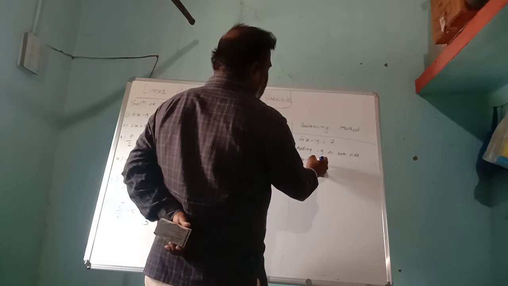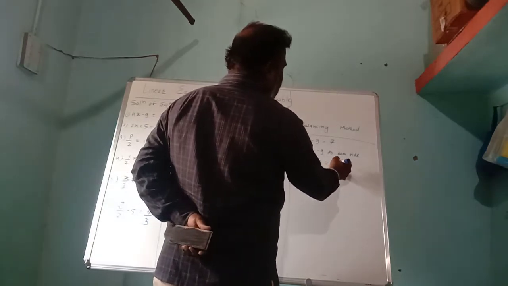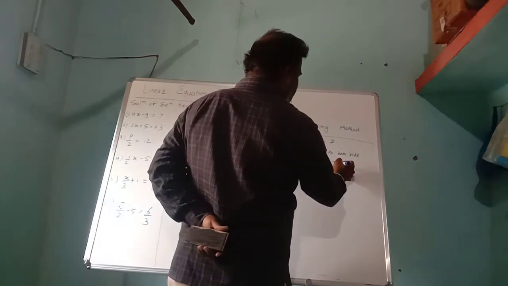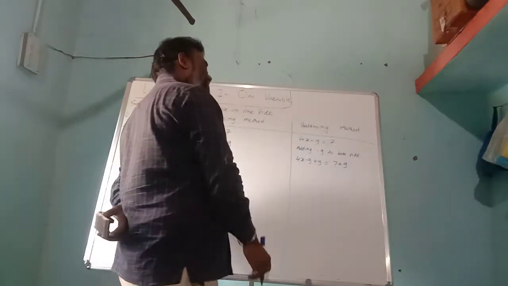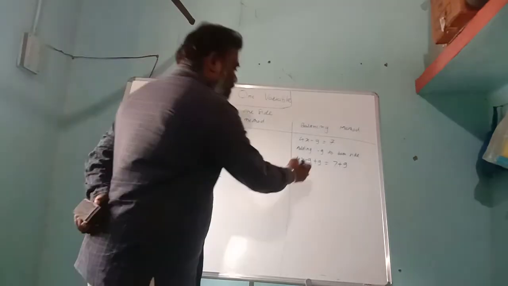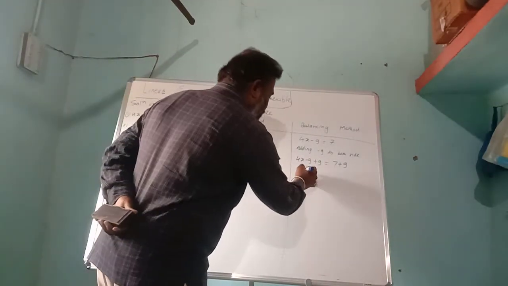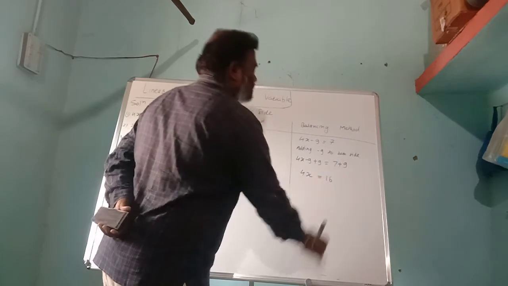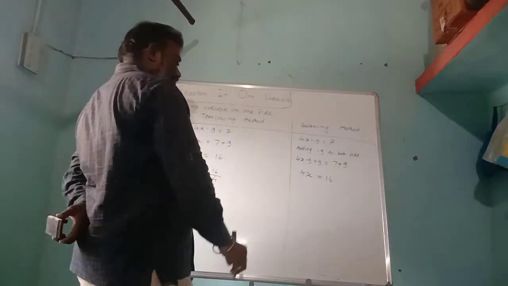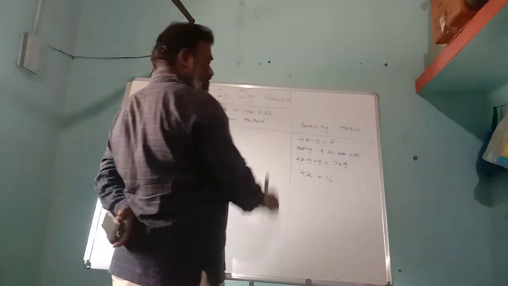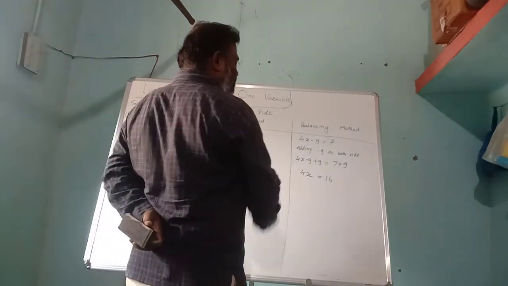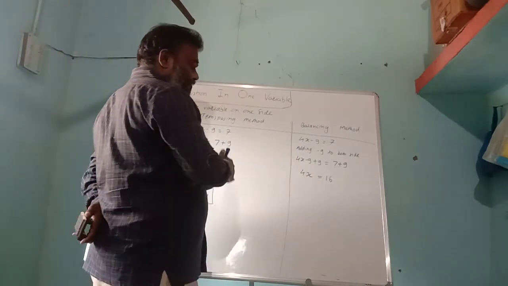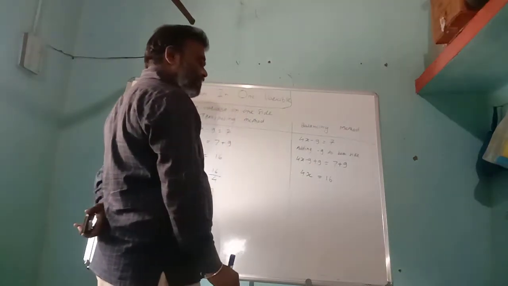4x minus 9 plus 9. Similarly, here we carry out the operation plus 9. The same operation we have to carry out on the right hand side also, that is plus 9. Minus 9 plus 9 becomes 0. Remaining is 4x equal to 7 plus 9 is 16. Now, I want to remove this constant 4. It is in multiplication with the x. For removing this 4, we have to divide both sides of the equation by 4.